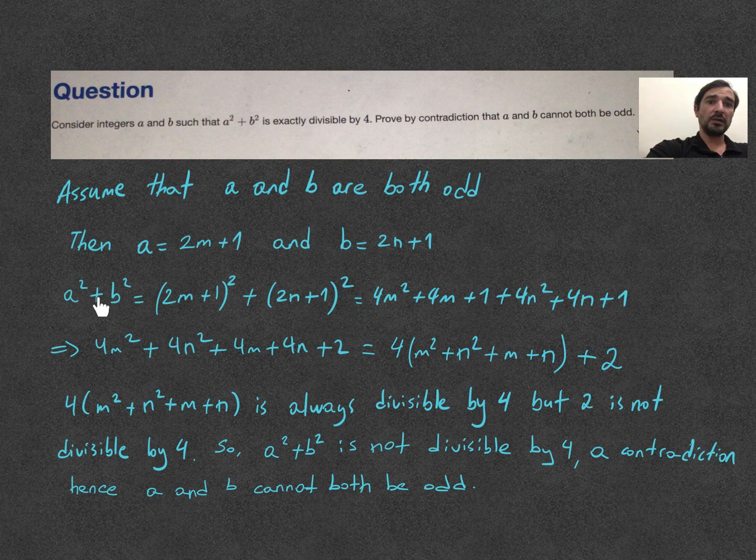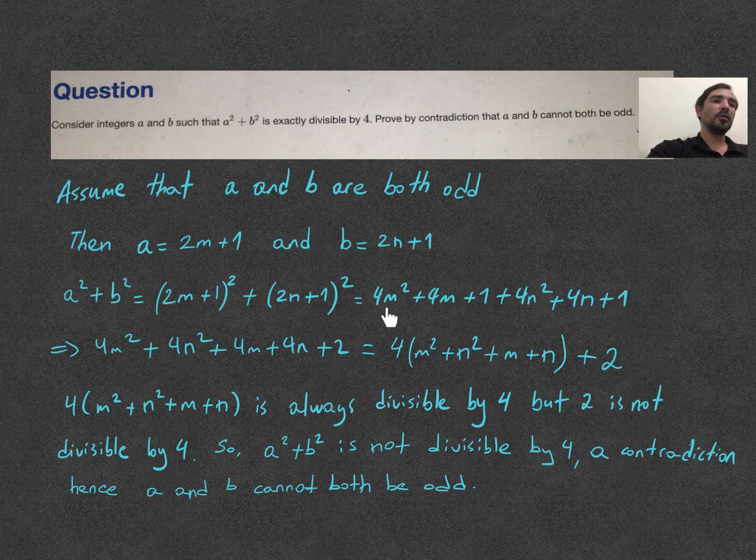Then a squared plus b squared will be (2m plus 1) squared plus (2n plus 1) squared, and then I will expand this part. (2m) squared will be 4m squared. 2 times 2m times 1 will be 4m, plus 1 squared, which is 1. Here I'll do the same thing. (2n) squared will be 4n squared, 2 times 2n times 1 will be 4n, and 1 squared is just 1.